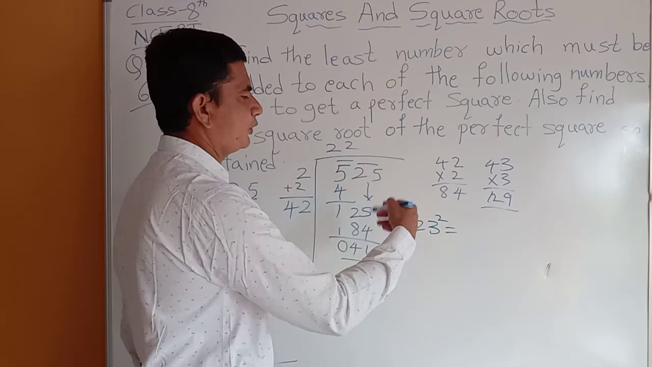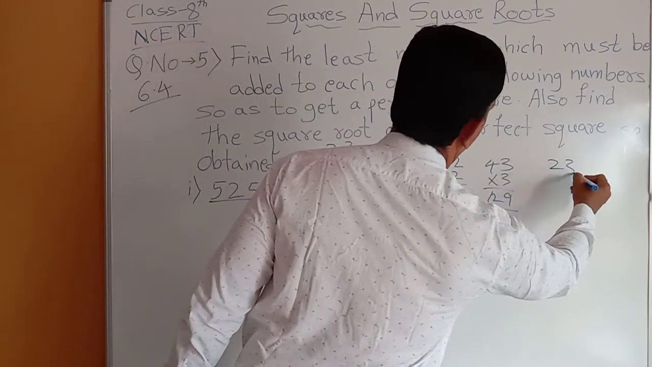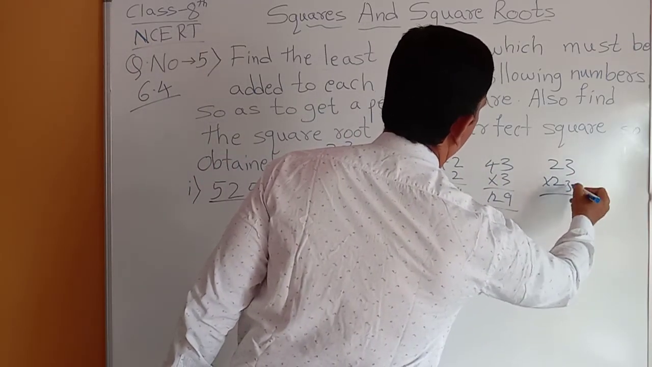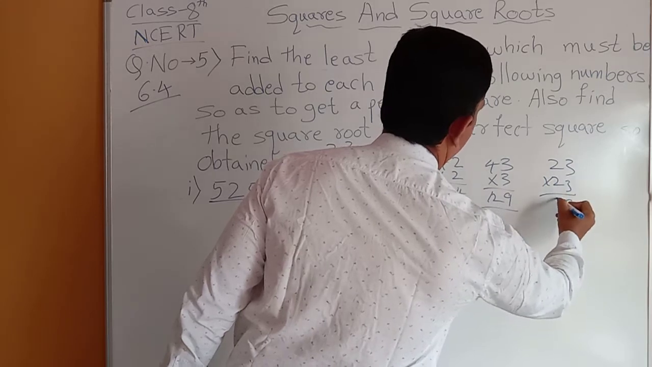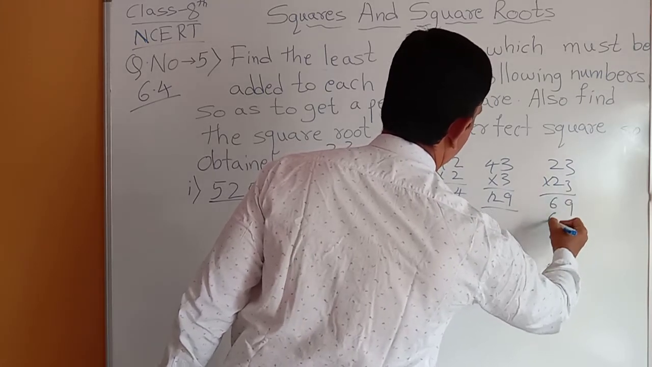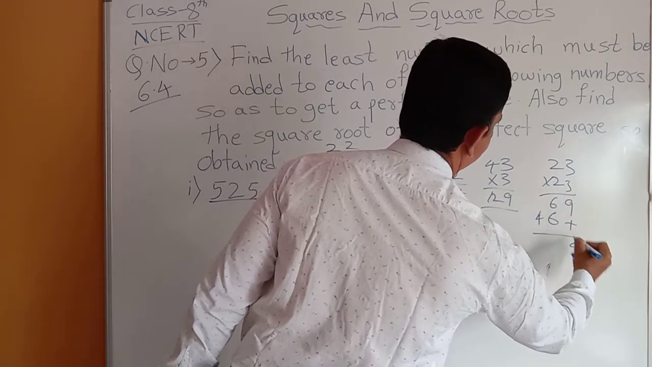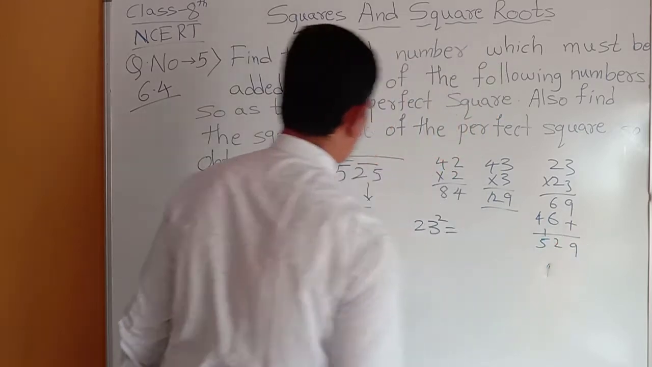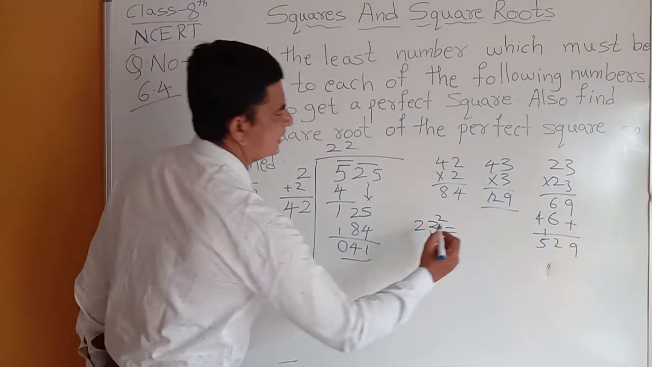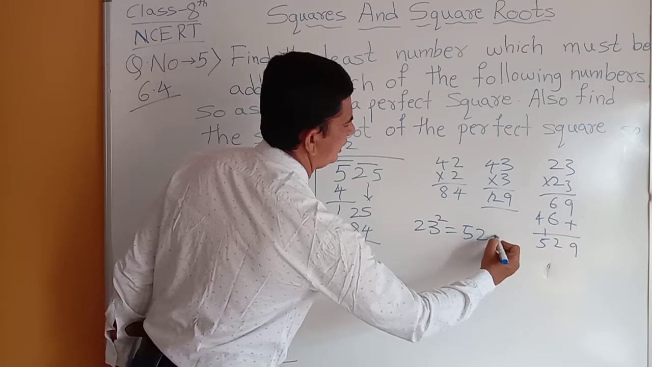So what will be 23 square? You can do 23 into 23. 3 threes are 9. 3 twos are 6. 2 threes are 6. 2 twos are 4. So what answer did you get here? It's 529.